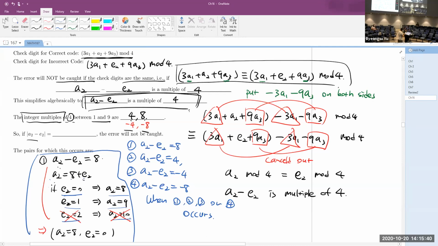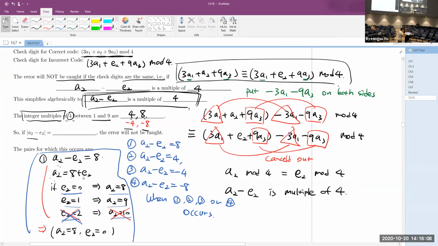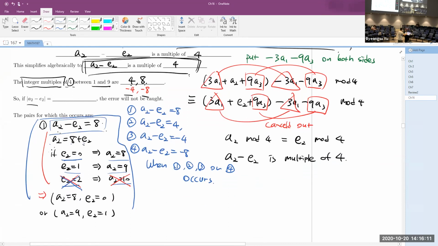But in that case, A2 is not a single digit, right? But what we actually assume is that A2 is a single digit from 0 to 9, right? So that's why we cannot accept E2 equal to 2. And if E2 is 3 or 4 or 5, then it also makes A2 not a single digit, so we cannot do such cases. So all possible cases when A2 minus E2 is 8 are 8-0 or 9-1. Does it make sense, Edward? Yeah, great.